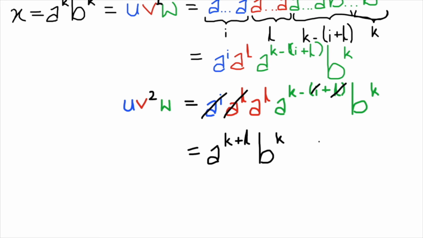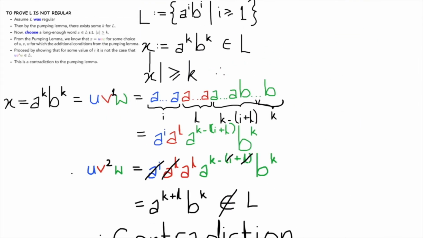This word is not the same as a to the k, b to the k. A to the k plus l, b to the k is not a word in the language. This is a contradiction. Therefore, we have proved by the pumping lemma that this language cannot be regular.